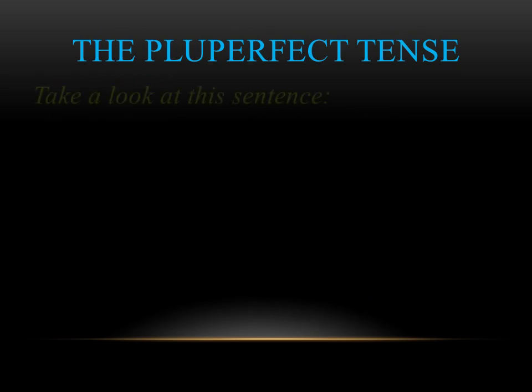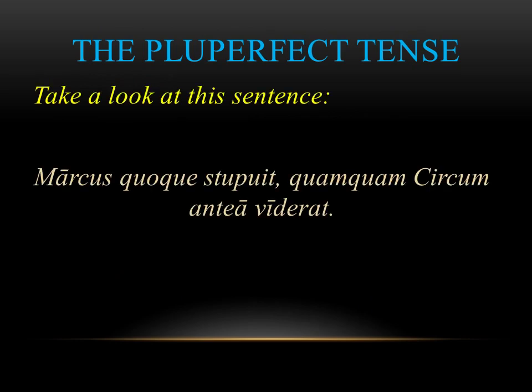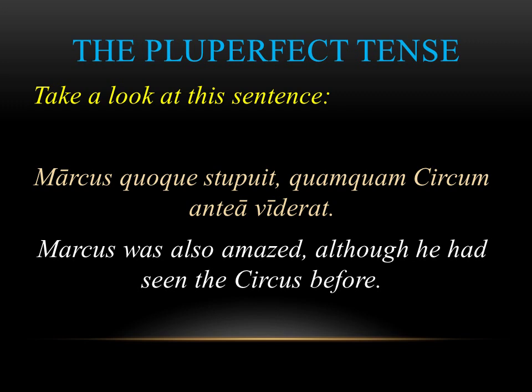Now we have the pluperfect tense. So take a look at this sentence. You have Marcus quoque stupuit, quamquam circum antea viderat. If we translate this, you'll get Marcus was also amazed, although he had seen the circus before. If you break this apart, one of the main verbs is stupuit, which means Marcus was amazed. This we know is perfect tense. It has the U, which is an infix that indicates perfect tense, and the IT ending gives it away. We translate it as an action that happened in the past.